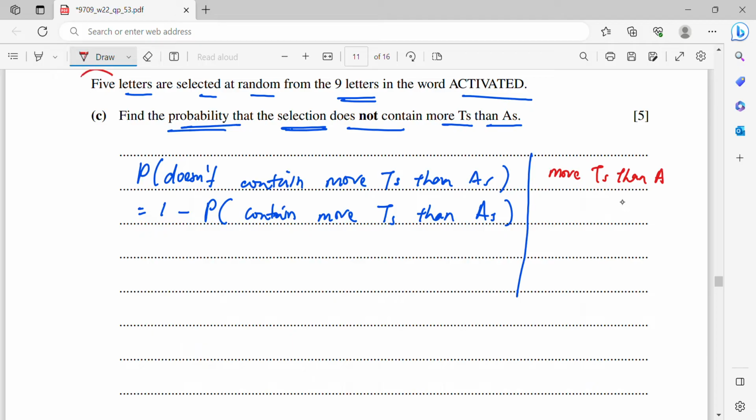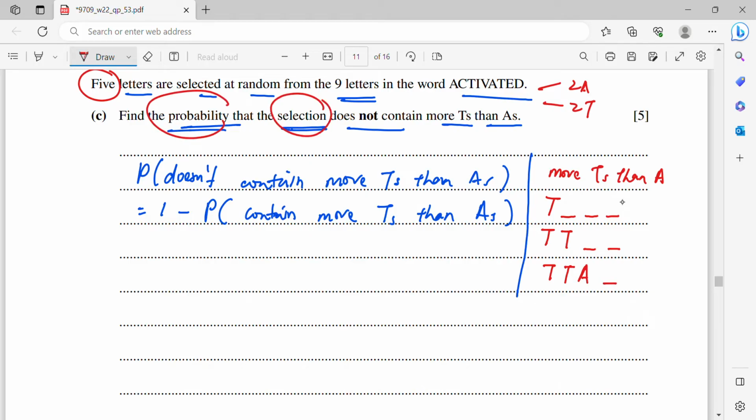So now you need to choose 5. We have 2 A's and 2 T's. If there are more T's than A's, it means I get 1 T and no A's, or 2 T's and no A's, or 2 T's and 1 A. Remember, this is the probability of selection.